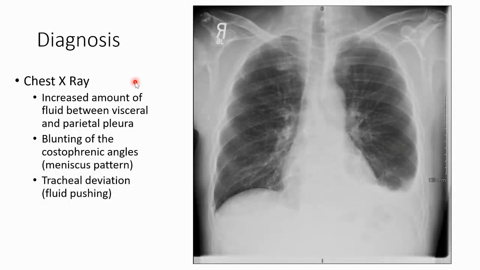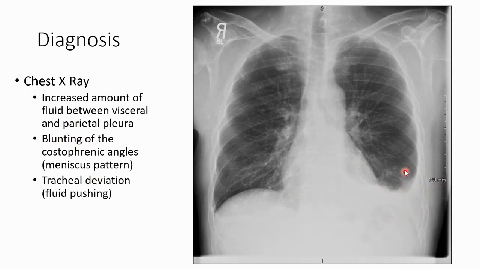So how do we diagnose it? We can see it on a chest x-ray: increased amount of fluid between the visceral and parietal pleural membranes, blunting of the costophrenic angles. So costophrenic angles is where the diaphragm meets the chest wall. You can see how it's nice and pointy right here, and that's the way it's supposed to look. But you can't see the costophrenic angles right here because there's fluid in here, and you can sometimes see a little meniscus pattern, like fluid in there. That's what we call a blunting of the costophrenic angles.